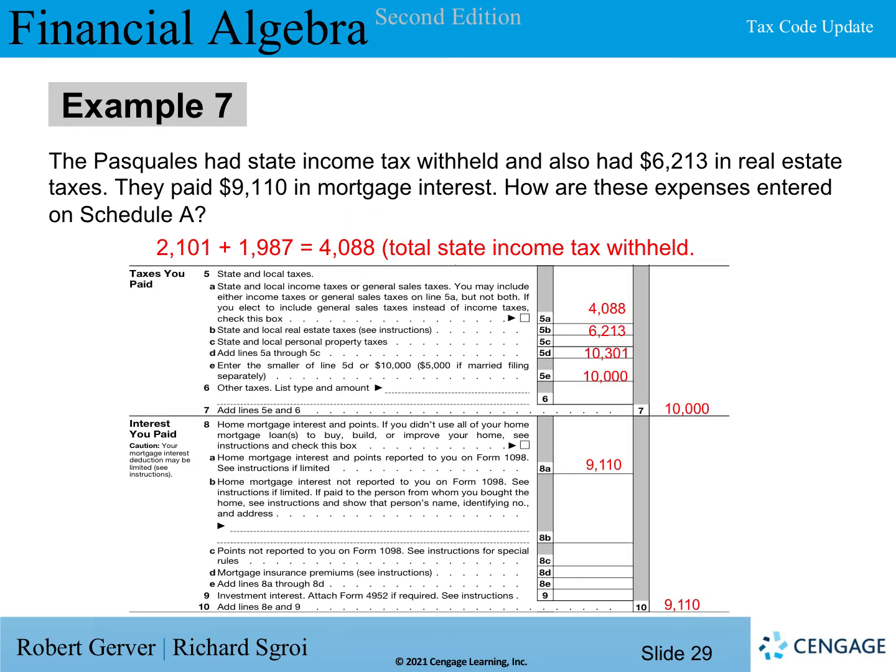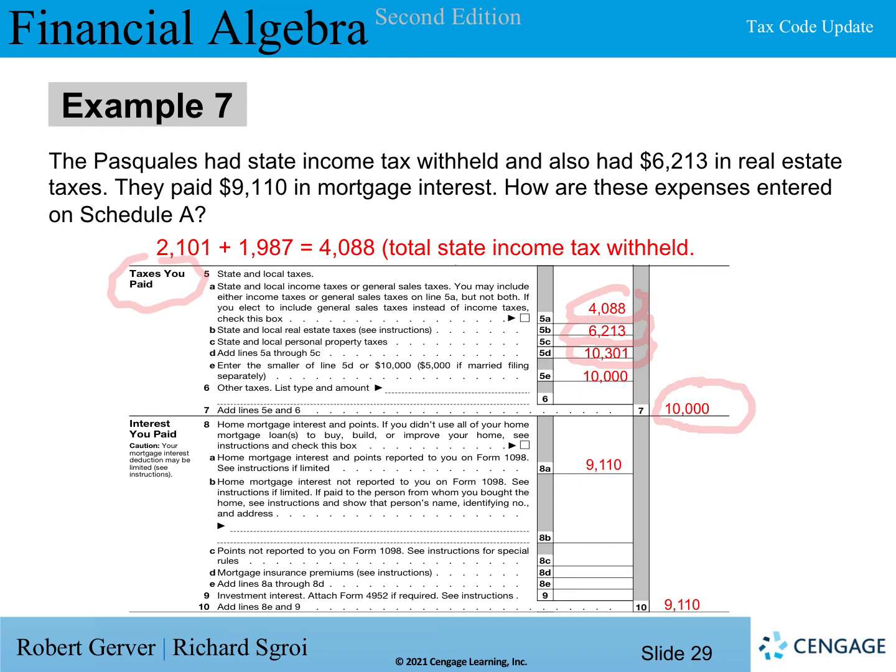So we go to the form and see where it says taxes you paid, all right? So state and local income tax, the $4,088, the real estate tax of $6,213. We add these up and we come out with $10,301, and now we enter the smaller of 10,000 or the 10,301, and we come out with, for this particular tax year, we can deduct taxes you paid of $10,000.